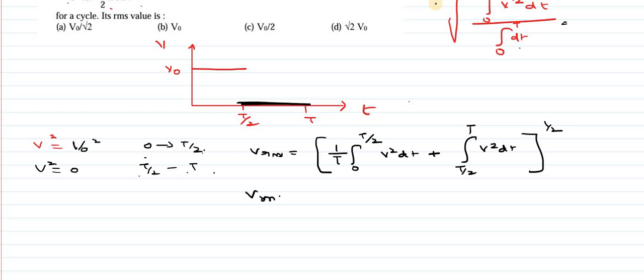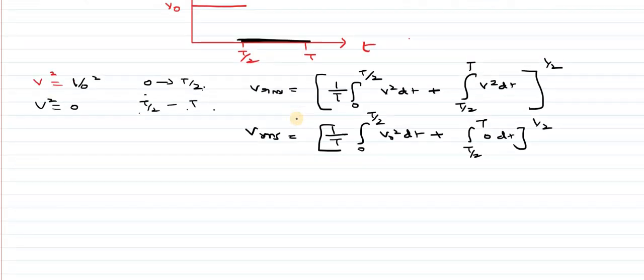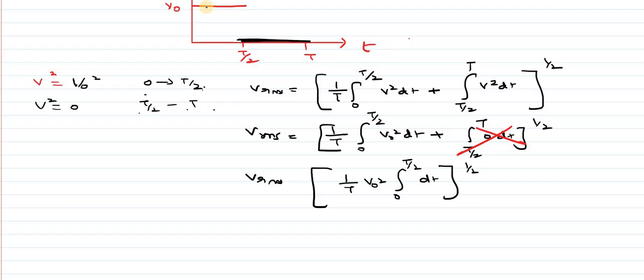So VRMS will be equal to 1 by T. Here, what is the value of V square? It is V naught square dt, which is a constant. And here it is T by 2 to T, 0 dt. So our calculation will be easy because of this 0. The second term cancels because it is 0. And now the first term: V naught square is a constant, so I am taking it outside, 0 to T by 2 of dt, to the power 1 by 2.